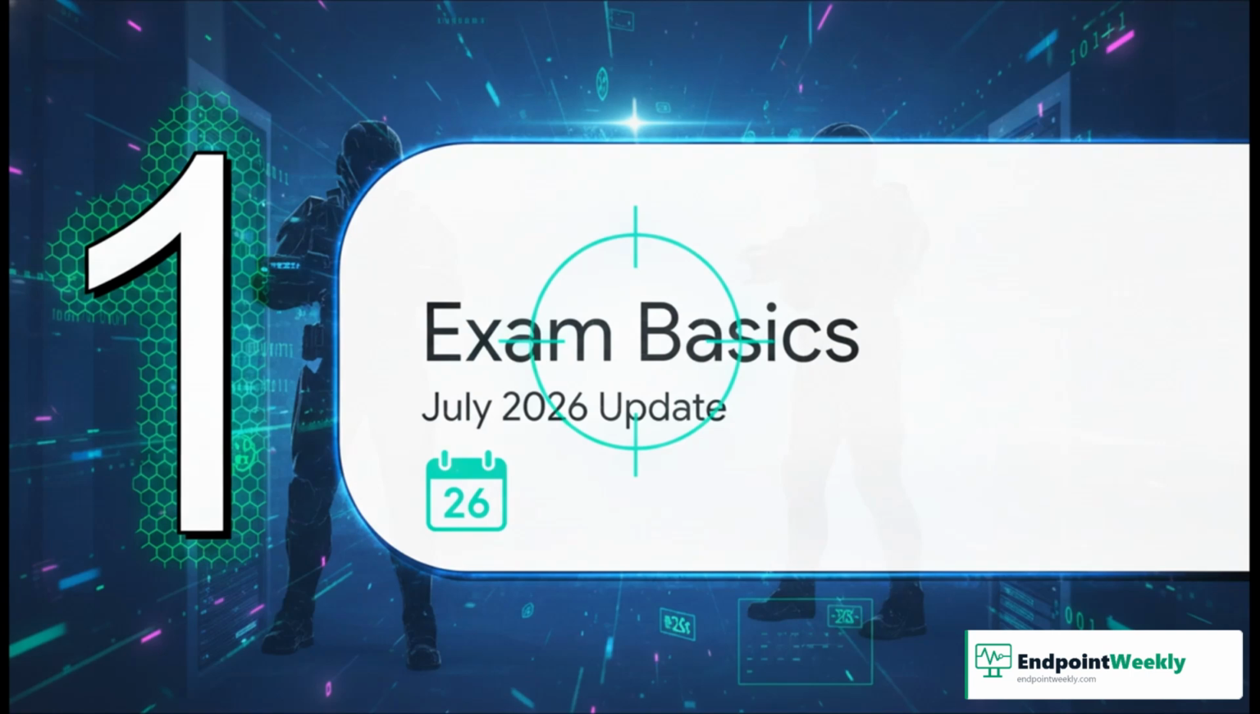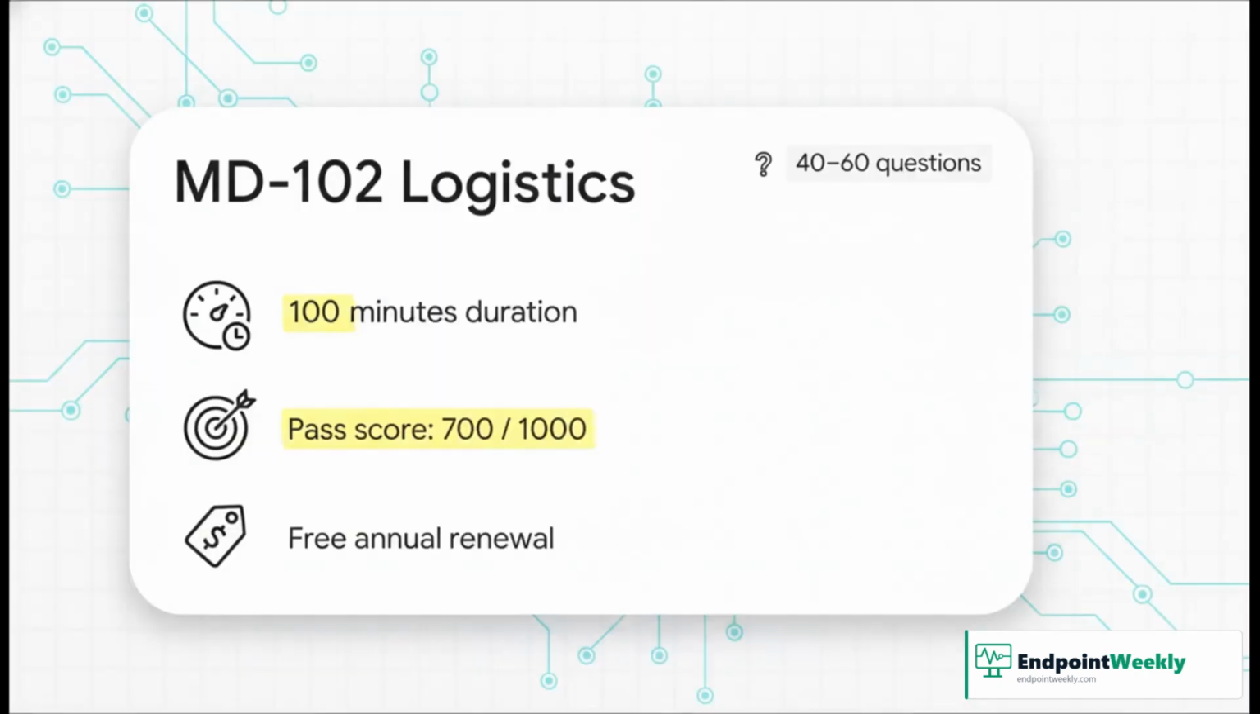Okay, starting off with Section 1, Exam Basics. Keep in mind the major July 2026 update here. Before we get into the tech weeds, we got to talk about the battlefield itself. You are facing 40 to 60 questions, and you've got exactly 100 minutes. If you do the math on that, it means you have roughly 100 seconds to answer each question. That is fast. You do not have time to sit there and second-guess yourself. You need a 700 out of 1,000 to pass, and it's going to cost you about $165. But hey, the great news, once you finally pass, renewal is just a free online assessment every 12 months.